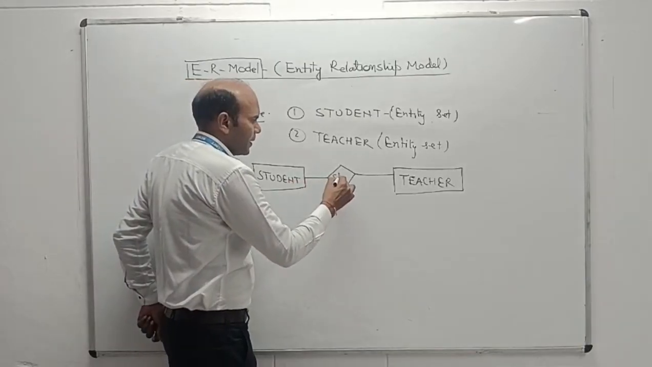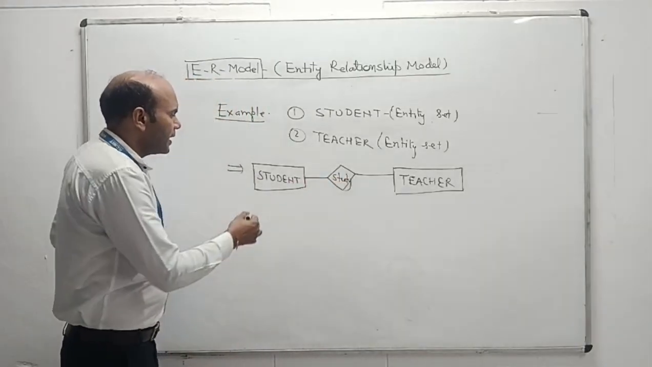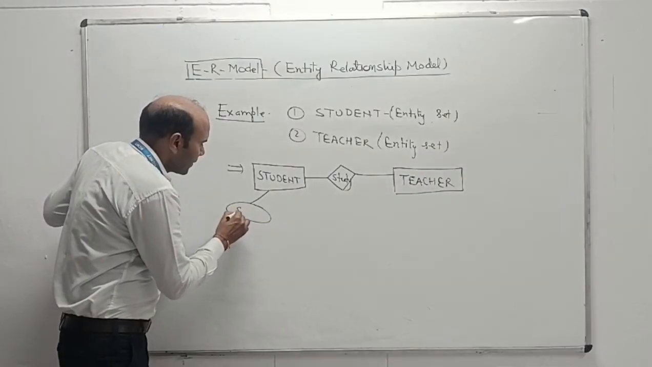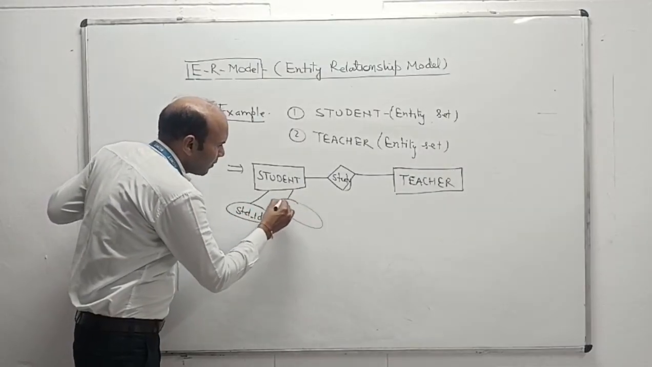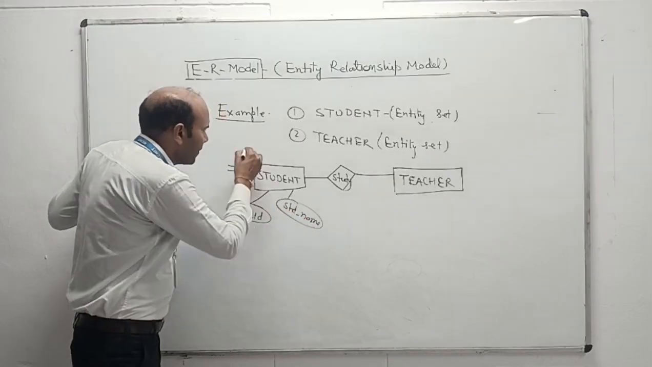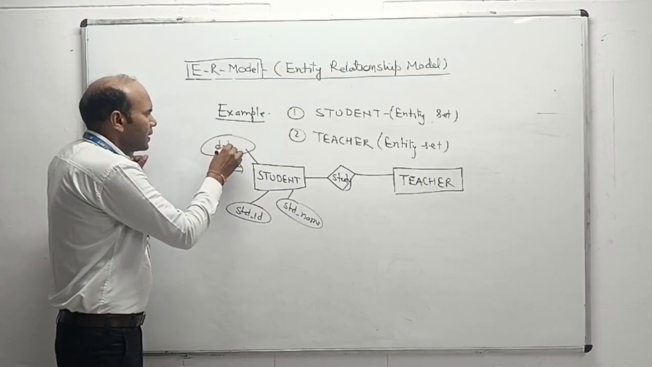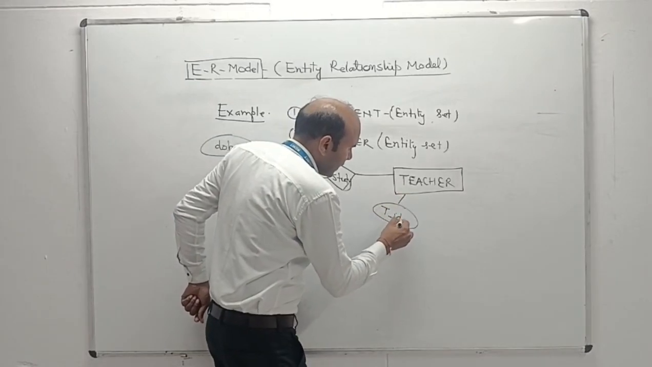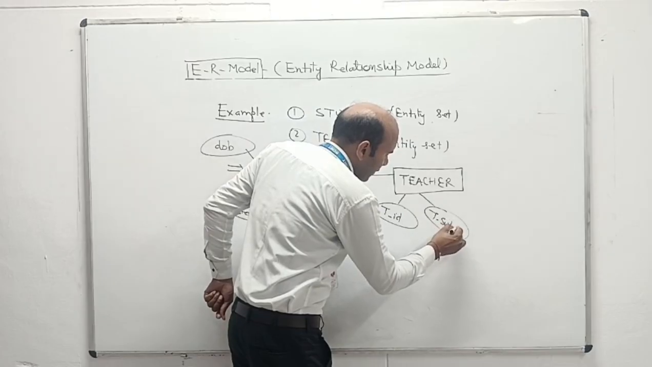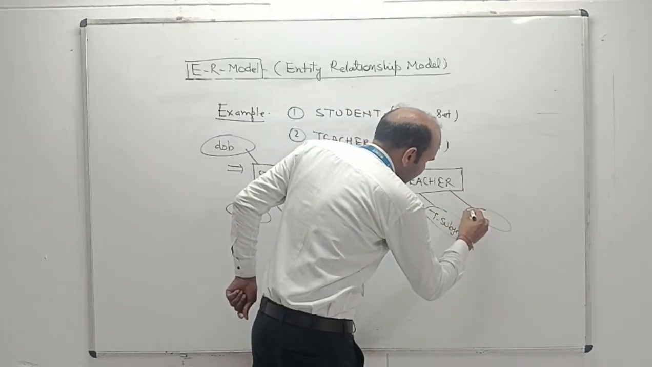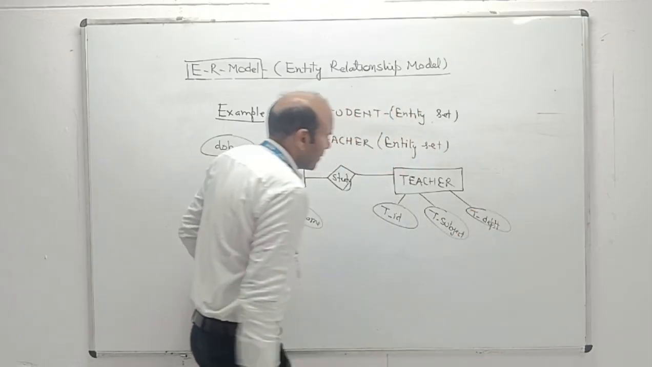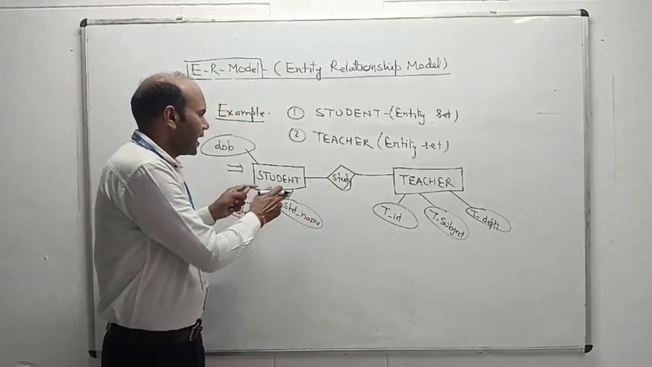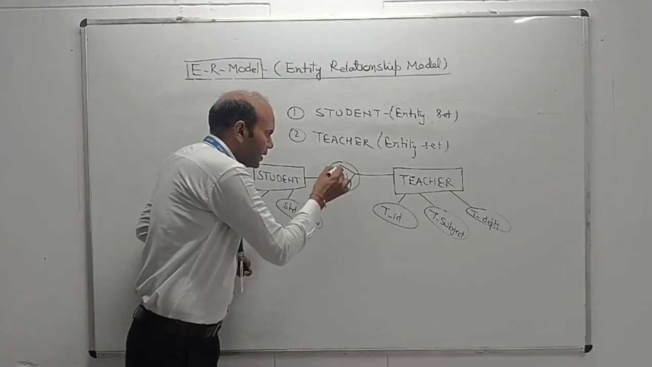the study. And here are the various attributes, that is, the properties of the entity set, like student id, student name, student date of birth. These are the attributes. And this is the teacher id, teacher subject, and teacher department. Basically, this is the entity set students, and this is the entity set teachers. How these entities are associated is by the relationship study.